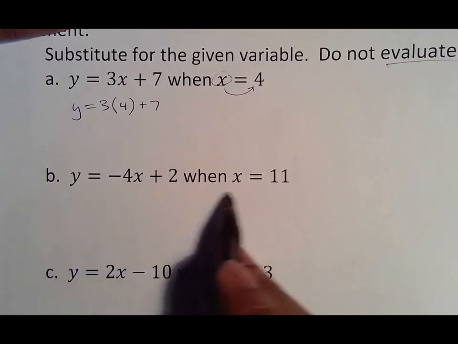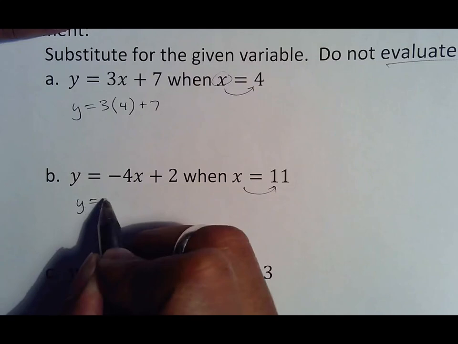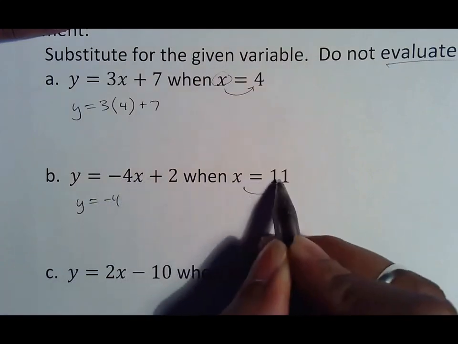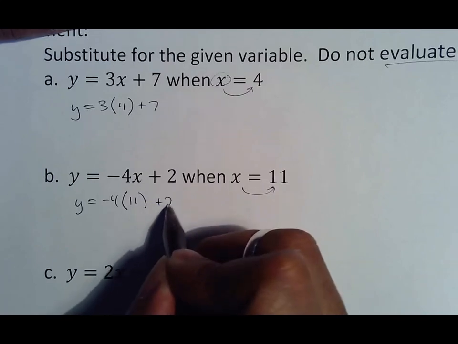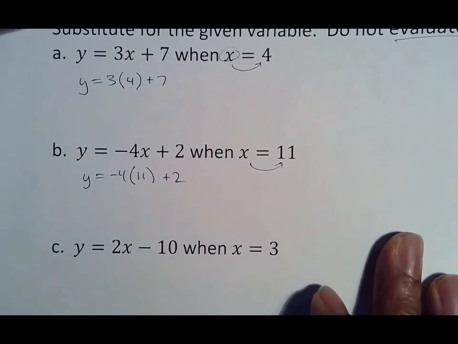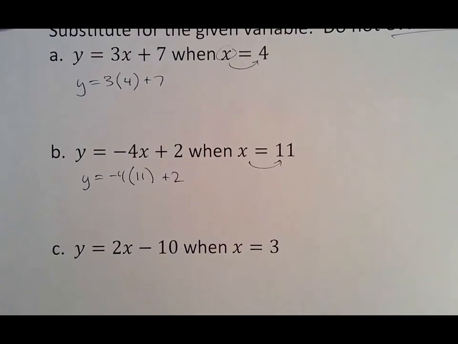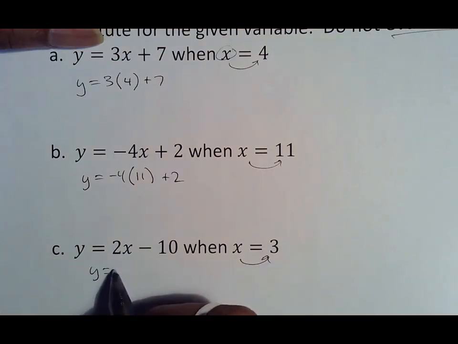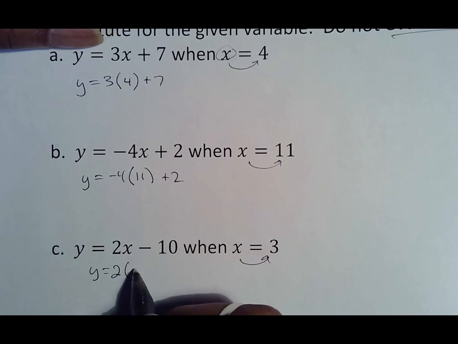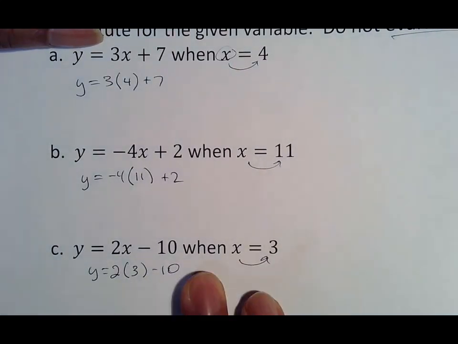B, again, this one here, y equals negative 4x plus 2 when x is 11. So we're going to put y equals, bring down your negative 4, but x is going to turn into parentheses 11, close, plus 2. You have to type it in this way, otherwise it's going to mark you wrong. Just keep that in mind. And then the last one on this little warm-up here is y equals 2x minus 10 when x is 3. So we put y equals, bring down your 2, turn our x into parentheses 3, minus 10. That is it.